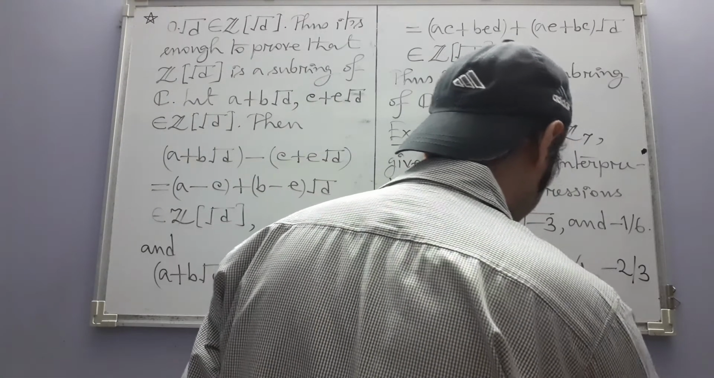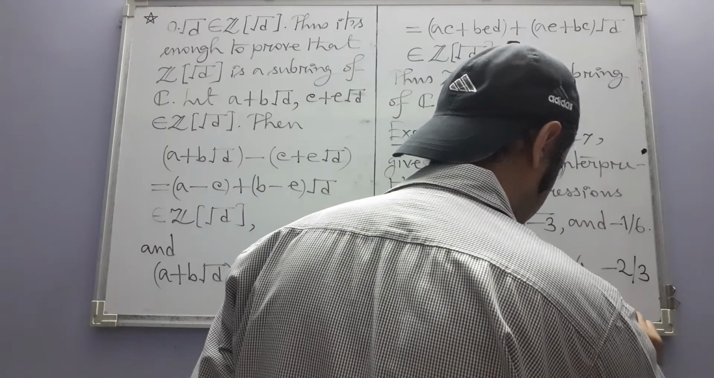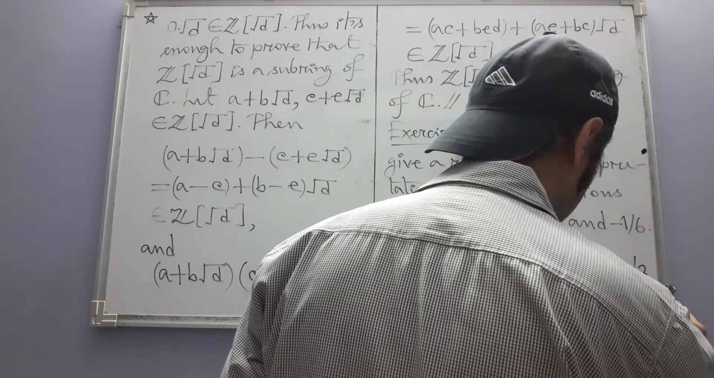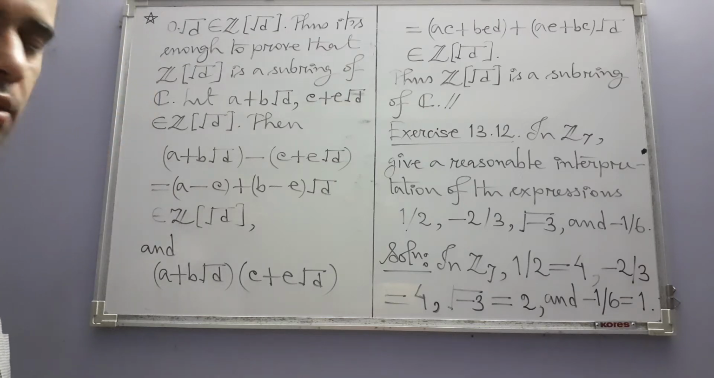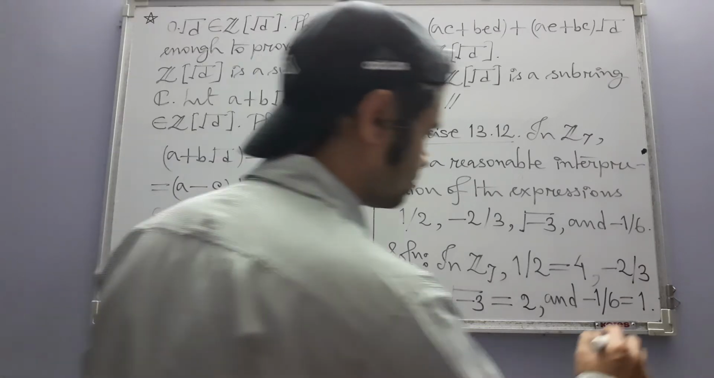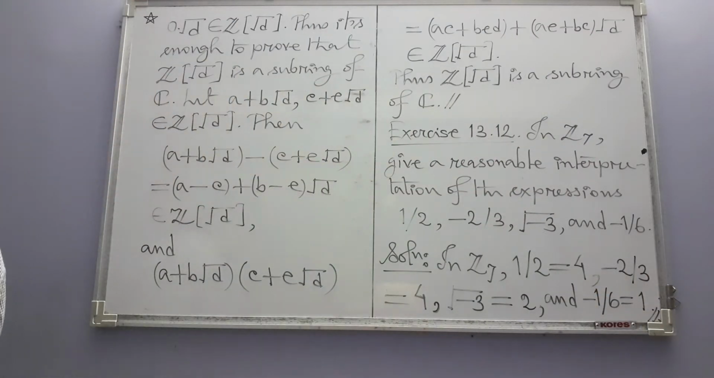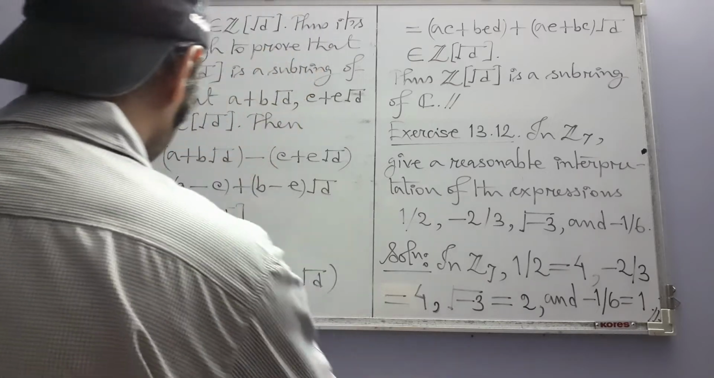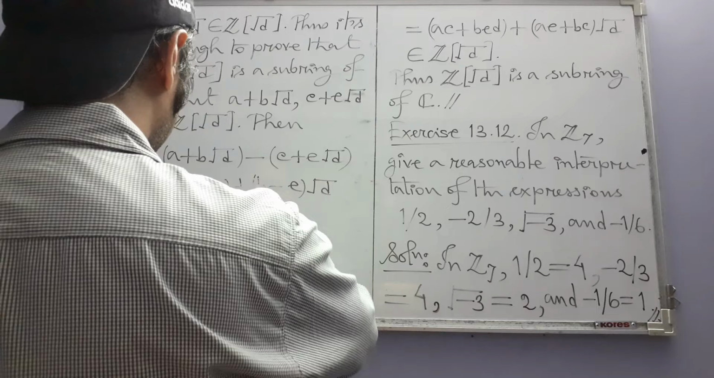And finally, minus 1 over 6 turns out to be equal to 1, because in this ring 6 is equal to minus 1. In a general ring, these expressions may not have any meaning, but in this ring at least they have meaning.